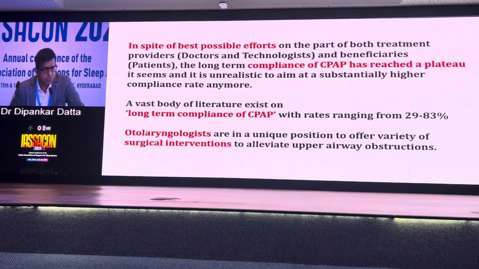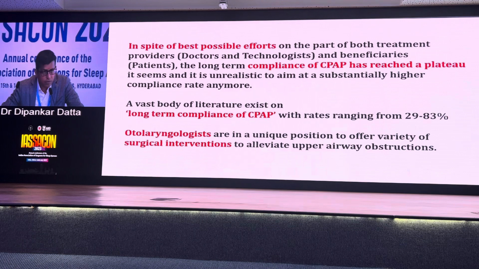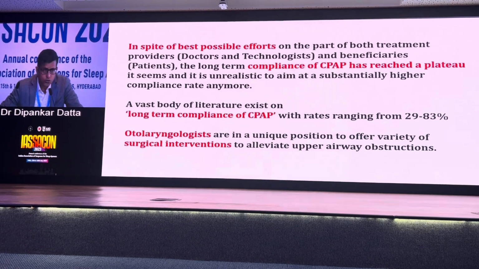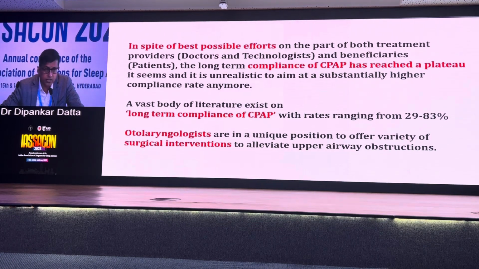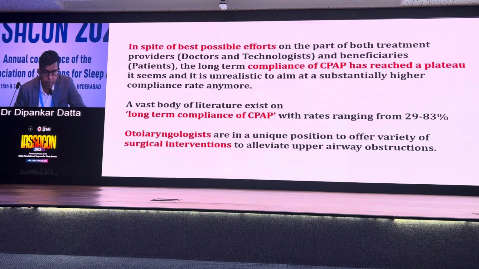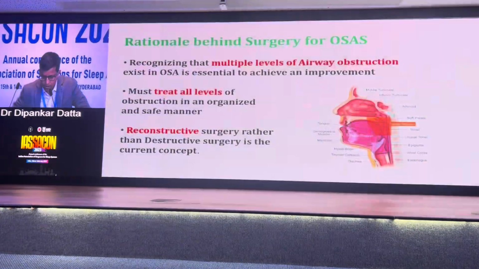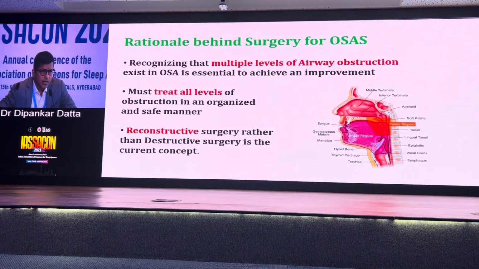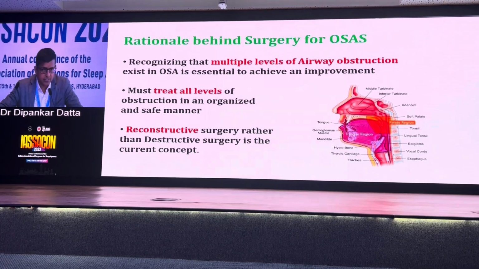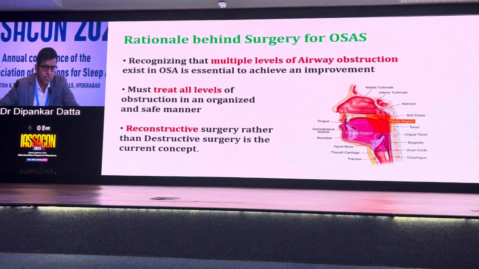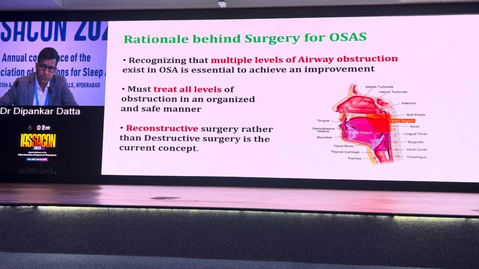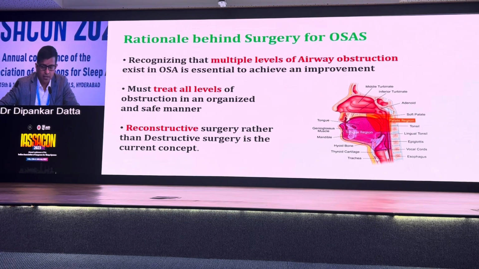And there is a vast body of literature on long-term compliance of CPAP being as low as even 29% in some cases. So we ENT people are in a unique position to offer a variety of surgical interventions to alleviate upper airway obstructions. And this picture actually tells us why soft tissue has to be addressed with a bit more importance in comparison to the skeletal, because of multiple levels of airway obstruction.